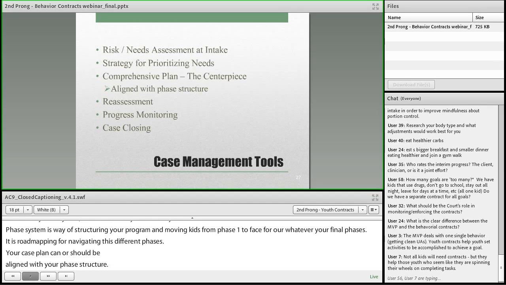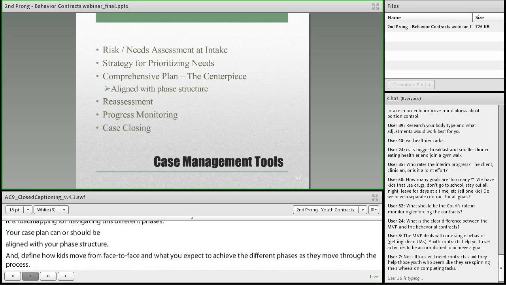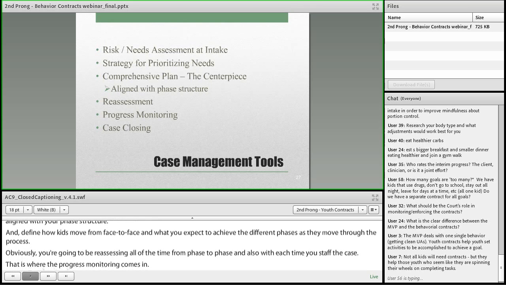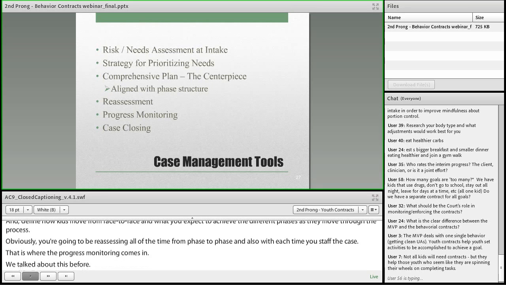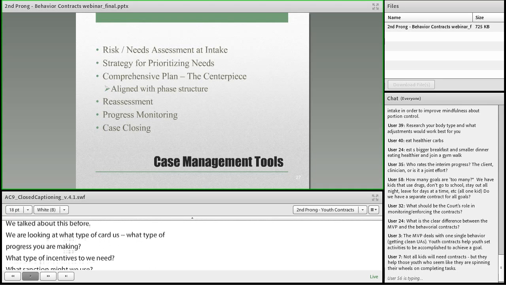Obviously, you're going to be reassessing all the time, clearly from phase to phase, and also each time you staff the case. And that's where the progress monitoring comes in that we talked about before. You're going to be looking at what type of progress you are making on these goals. Are they still realistic? What can we do to move you on? What incentives do we need to incentivize your behavior? What sanctions might we use? And we want to use those less, obviously. We want to impose those that might also move you along toward getting to where you want to go.